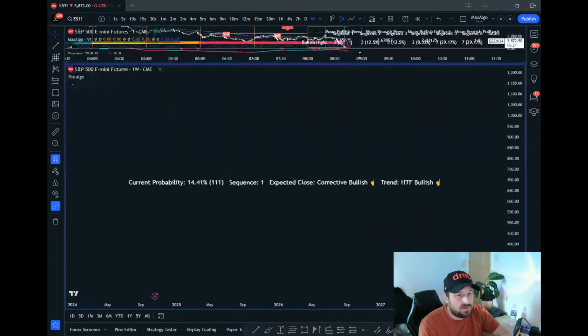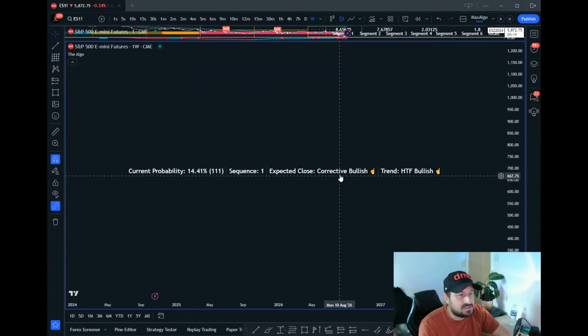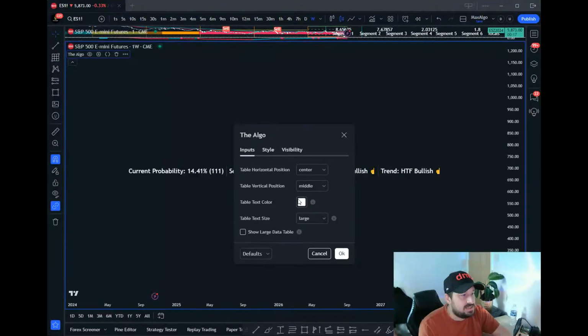So we're going to bring up a load of data now. Let's try and make this as easy as possible for you guys to see. I'm going to have to put it into small.